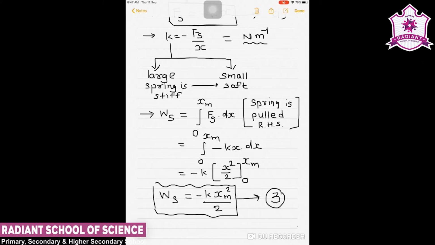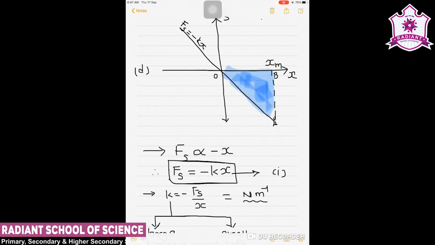Now this expression may also be obtained by considering the area of the triangle as given in figure 4. So you can see this figure, that is, not the area vector, but the area figure covered by Fs versus xm. Now note that the work done by the external pulling force F is positive since it overcomes the spring force.